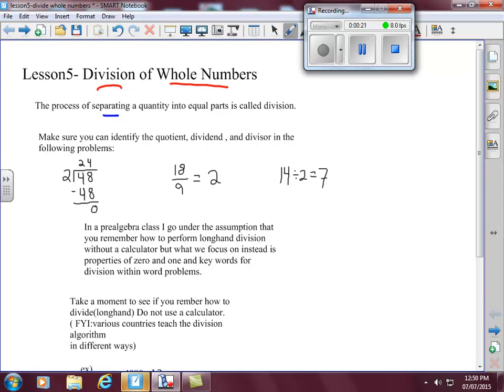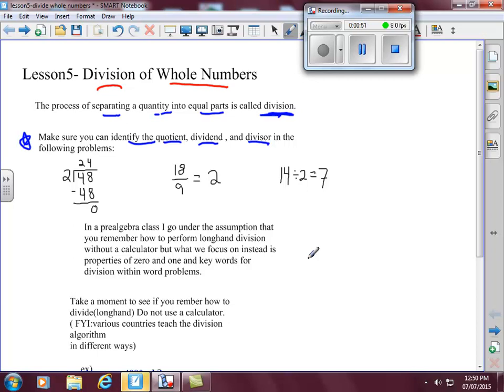The process of separating a quantity into equal parts is called division. So if I have $5,000 and I want to divide that evenly among my 5 friends, they're each going to get $1,000, right? The idea of separating it into equal parts. Make sure you can identify the quotient, the dividend, and the divisor in a division problem. And remember, division can be expressed lots of different ways.